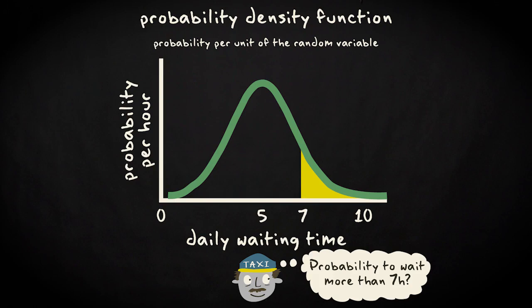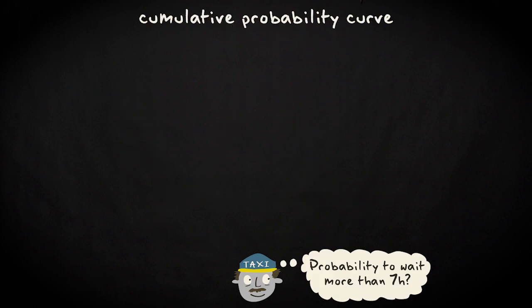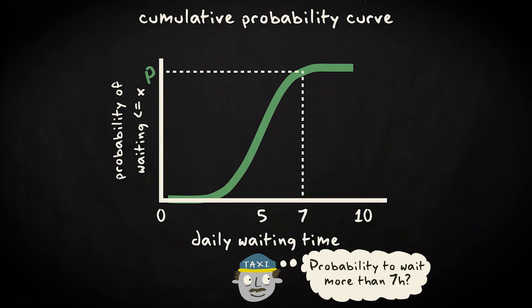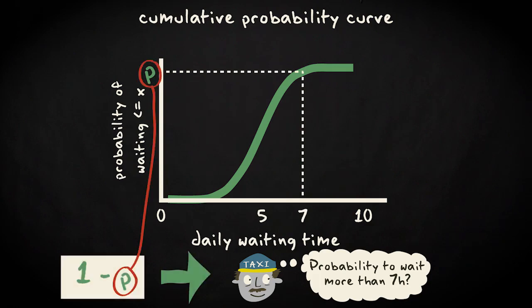With the cumulative probability function, you can do the same, but more accurately, by reading the probability for the relevant values from the y-axis. So you would read the y value corresponding with an x value of 7 hours. Next, you would subtract this probability from 1, because you're interested in the complementary probability of waiting longer than 7 hours, not shorter.